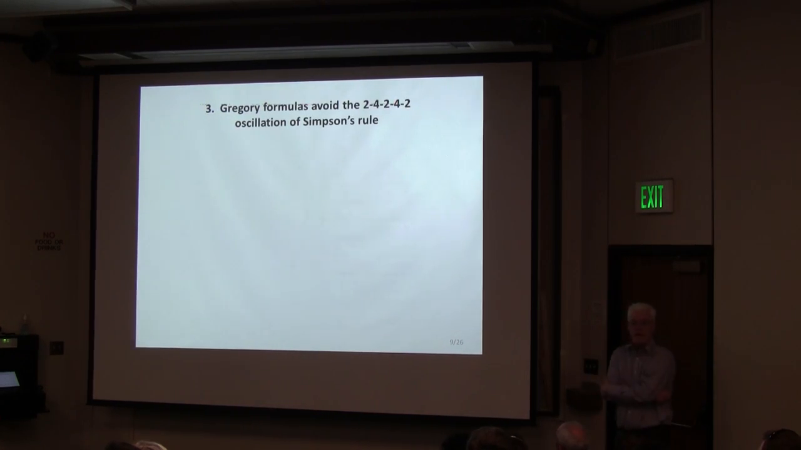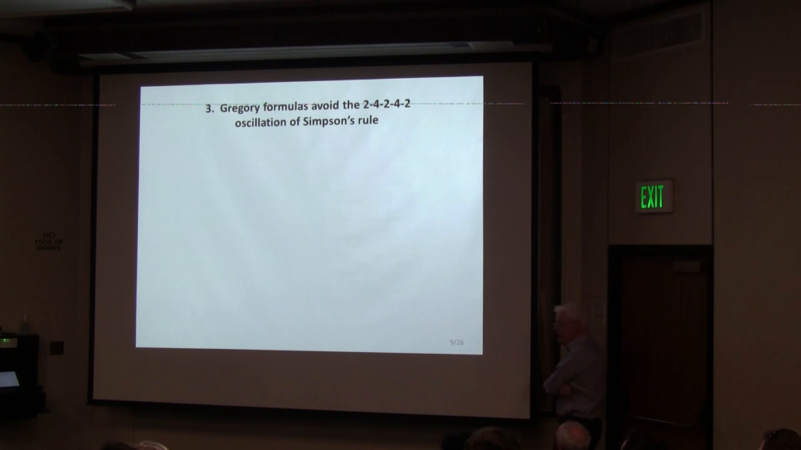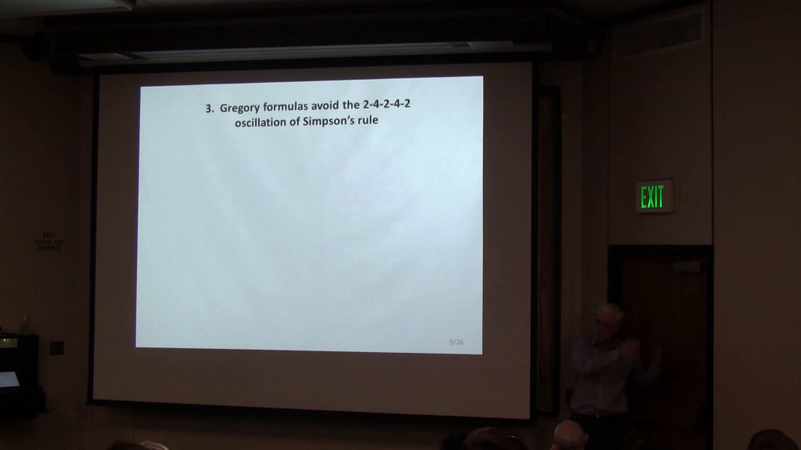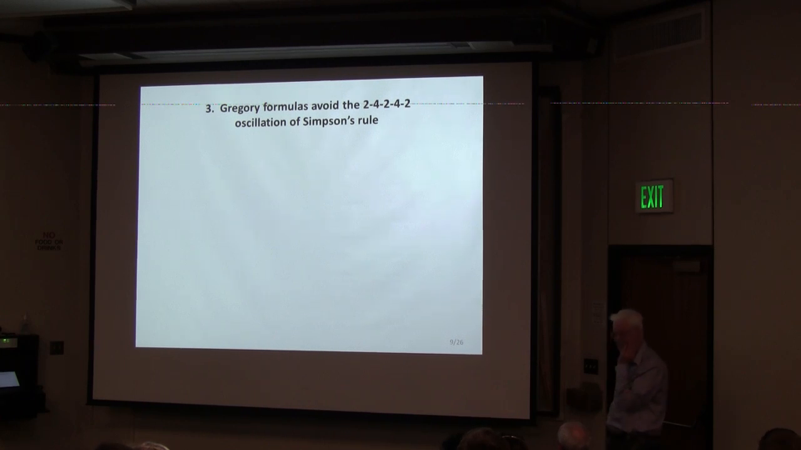Okay, now this one is just for fun. So everybody's heard of Simpson's rule, and you know that Simpson's rule is a little higher order than the trapezoidal rule on a finite interval, but if you put them together, you get this 2-4-2-4-2-4 type of effect. Now, that, I hope, when you learned about it, puzzled you. You think, is that really necessary?